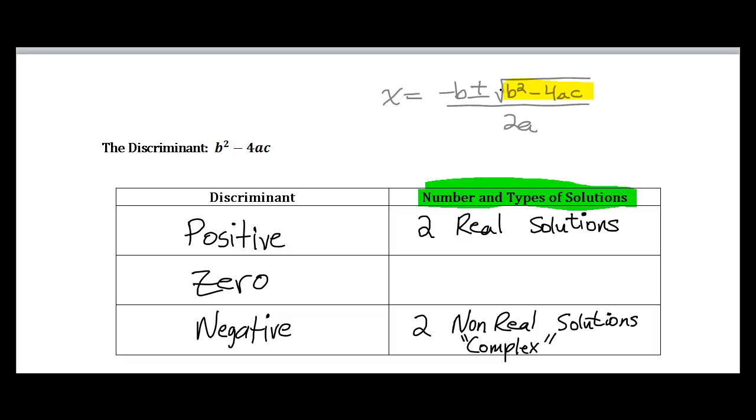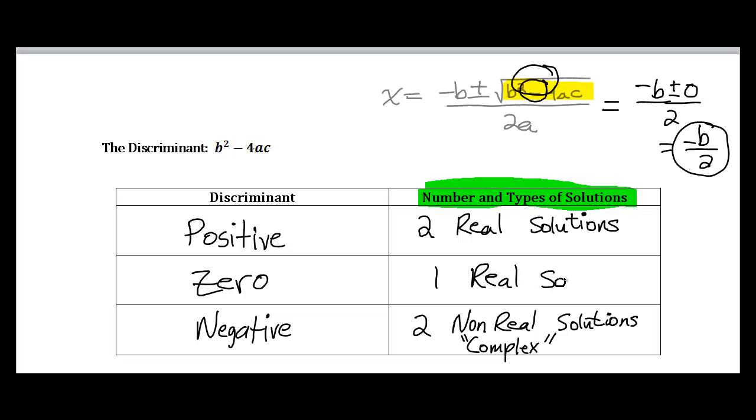All right. Well, if our discriminant is 0, this will be the square root of 0, and the square root of 0 is just 0. So our formula will become negative b plus or minus 0 over 2. Well, when I add 0, I'm still going to have negative b. When I subtract 0 from negative b, I'm still going to have negative b. So this is still going to be negative b over 2, which is just one single solution. All right, and that's real. It's actually a rational number, but we're just going to say one real solution.